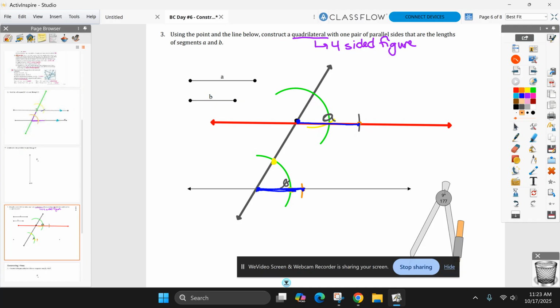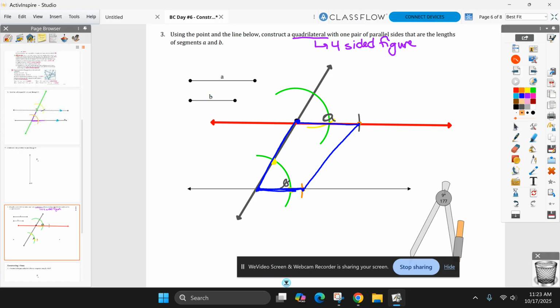Like the arc marks we made with the lengths of A and B, you can connect those two. Oh, these here? Yeah. Yep, I can go here. There's three sides, and then where's the fourth one going to be? Part of the transversal. There you go. It's got four sides. It's got two parallel sides, which have a length of A and B. We satisfied everything in the directions.